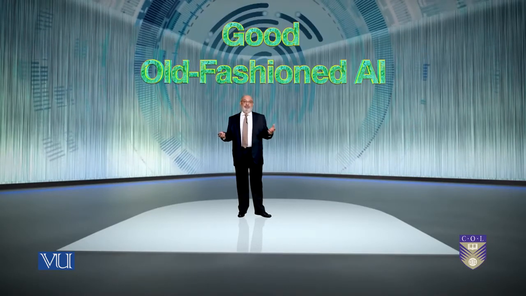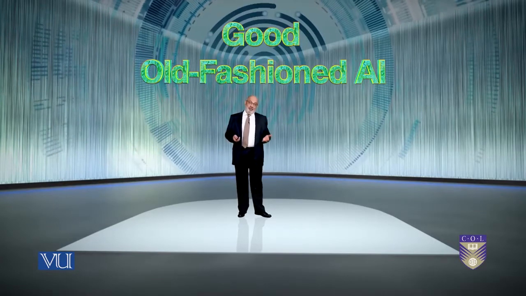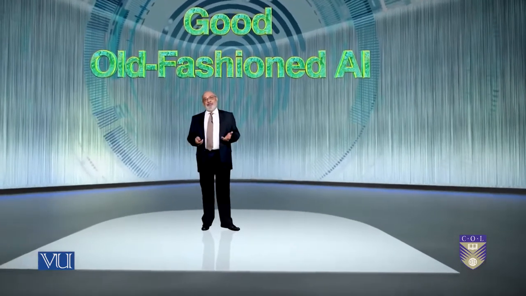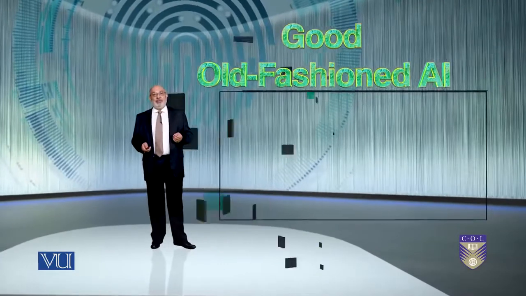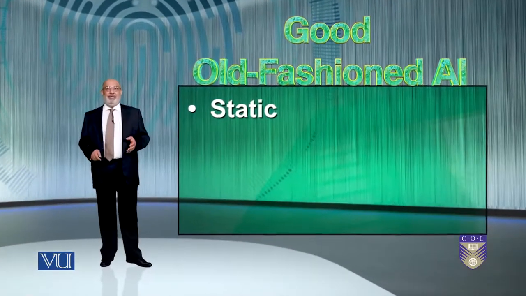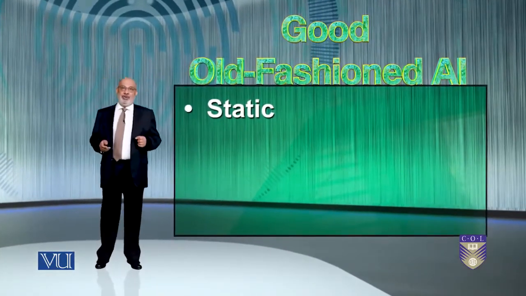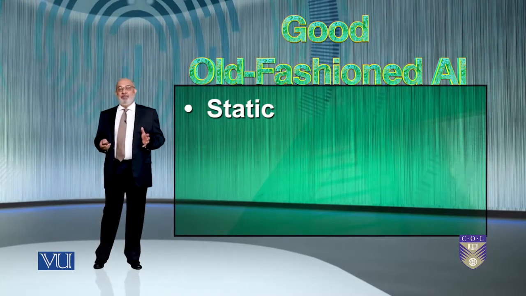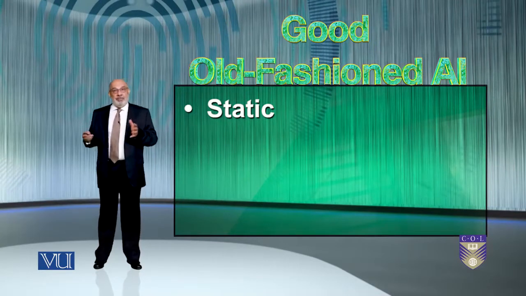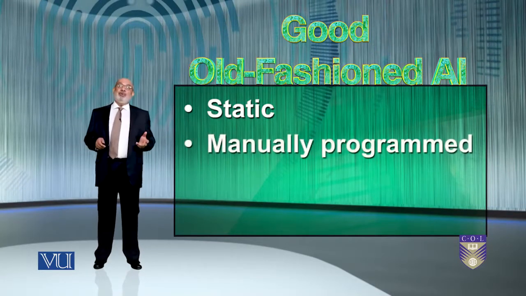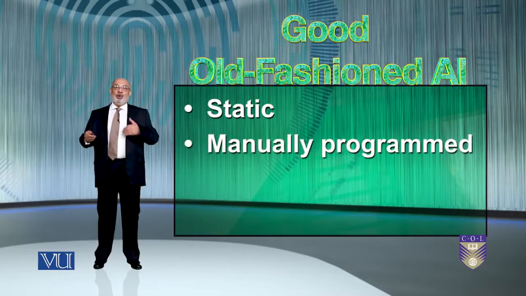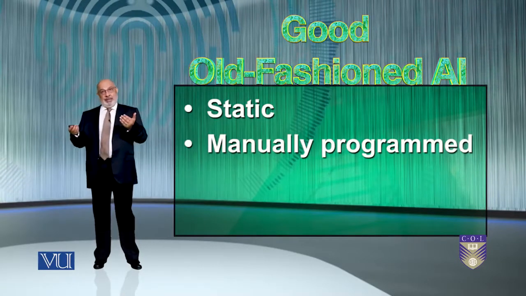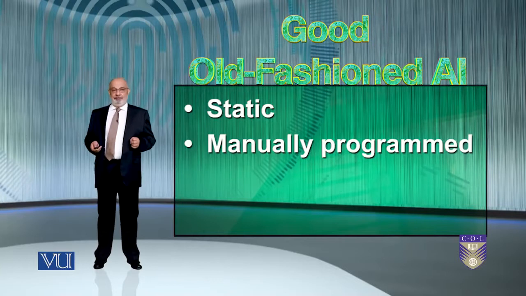Before coming to that, let's look at what we call the golden era of AI, the good old AI. Good old AI systems were basically static systems built around what I just mentioned, expert systems. They were hard-coded, programmed solutions to people's requirements, manually programmed. There was no automation behind that in terms of the software improving upon itself.